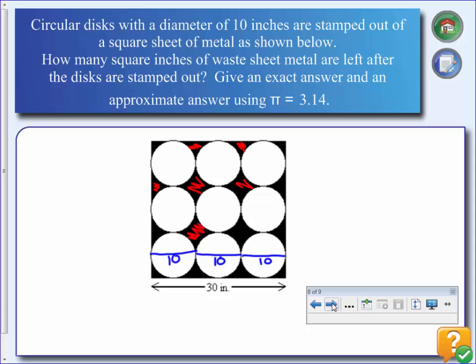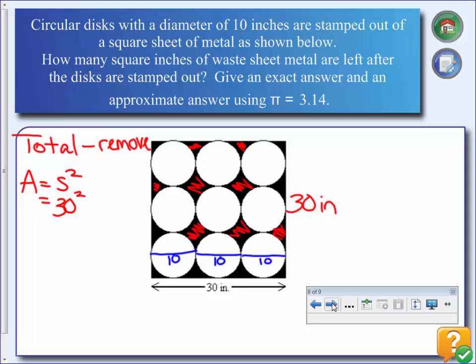So just like Ms. Hurst did on the prior one, even though they were both the same shape, the idea is the same, where you're going to find the total area of the shape, and you're going to subtract out what you want to remove. And what we want to remove are those circles there. So the first thing we have to do is find the area of this square. This side is going to be 30 inches also. So area of that will be side squared, which is 30 squared, which gives you 900 inches squared. So if we weren't removing any of those circles, our total area would be 900 inches squared.